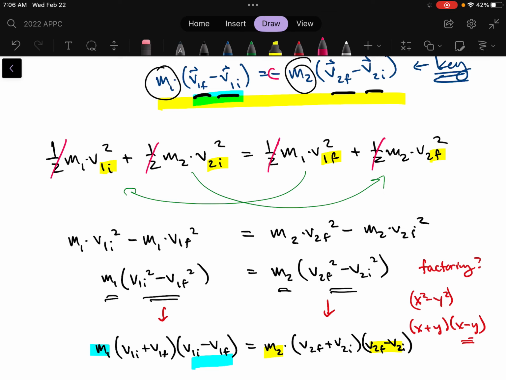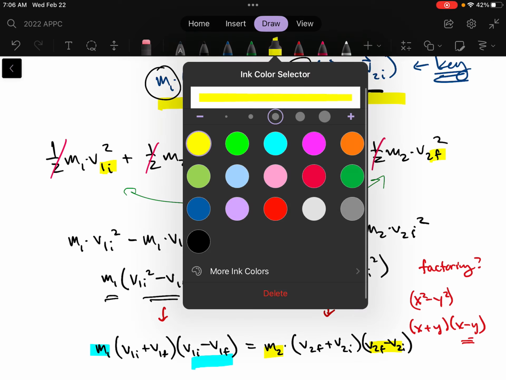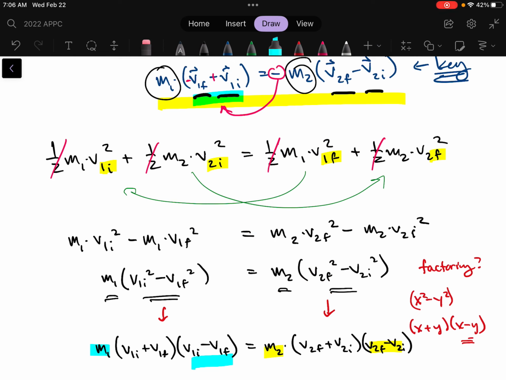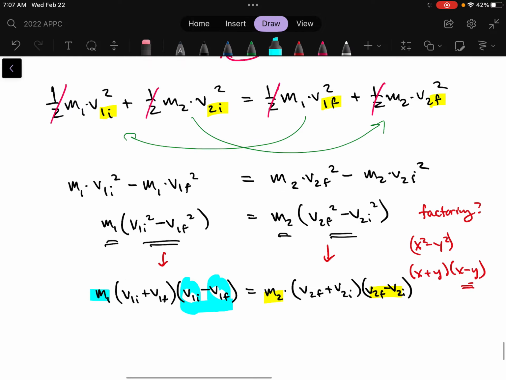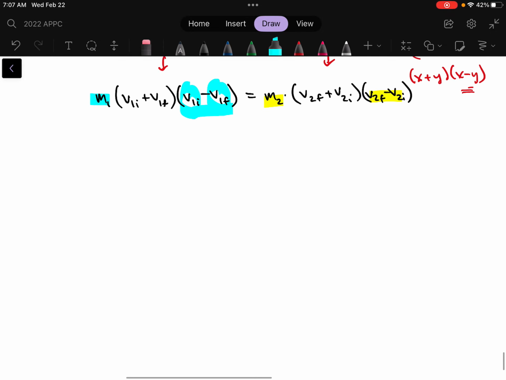But what if I took that negative sign and I moved it over here and applied it? If I applied that negative, I could negate everything inside the parentheses. And if I negated everything inside the parentheses, I would then have the V1F has a negative sign on it, and the V1I is positive. Meaning that the things I've highlighted in blue and yellow down below here are equal to each other. And if two things are equal, you can divide them away out of the equation.